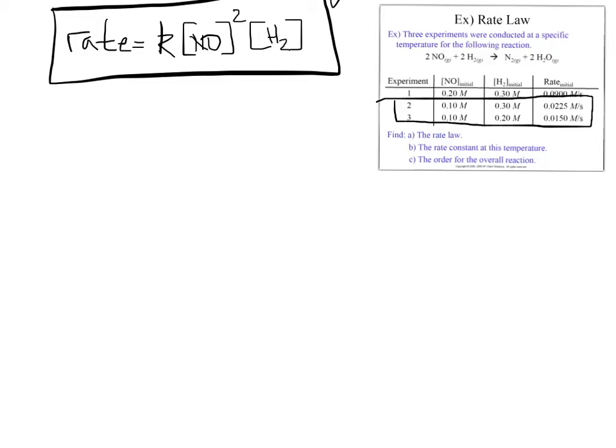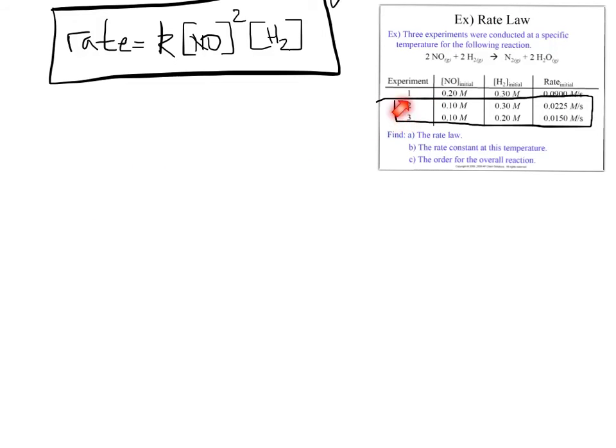So for part B, if we just want to rearrange that equation so that K is equal to rate divided by the concentration of NO squared times the concentration of H2. And so the key is just taking one of these 3 experiments and plugging the data into this equation right here, and then calculating what the K value is.